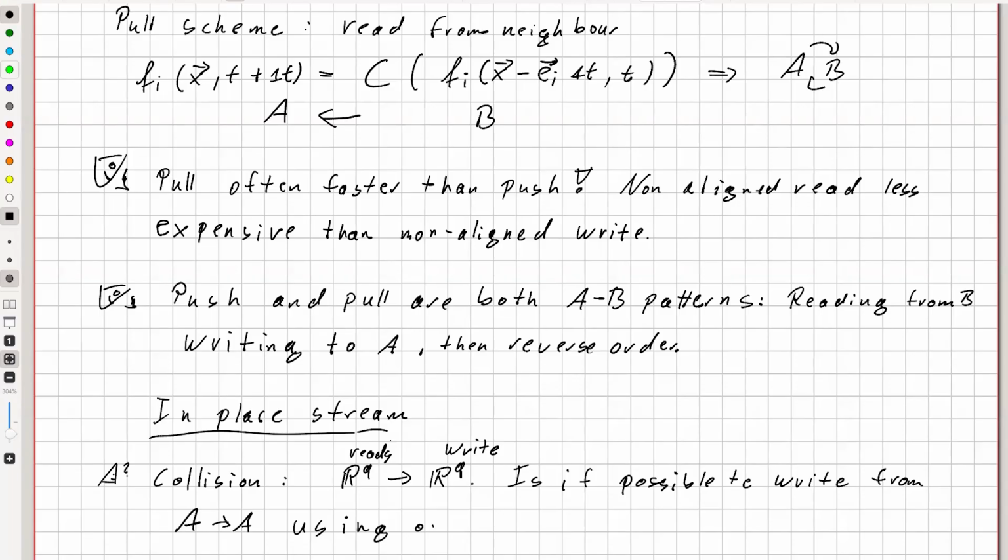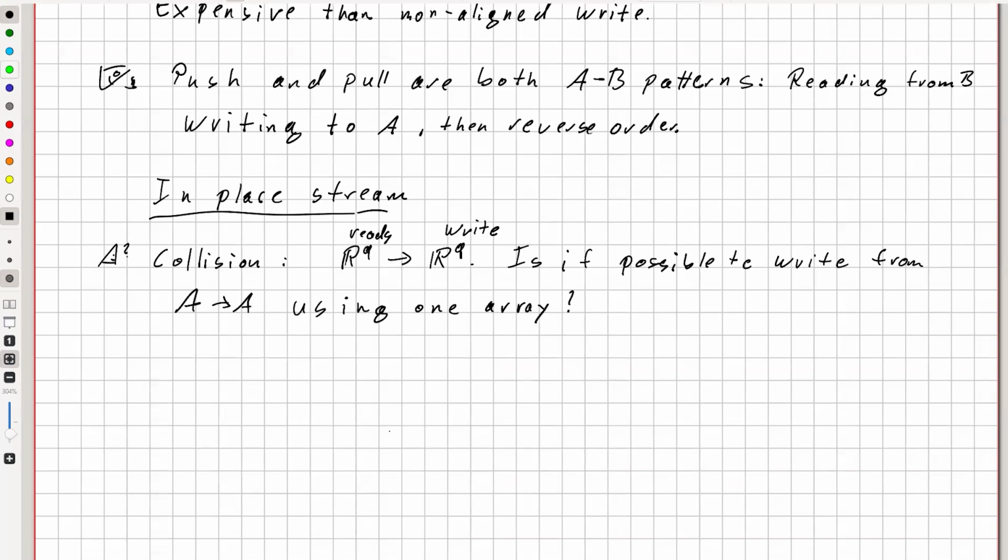Using only one array. So as I said, there are several ways of doing this. They distinguish themselves in a particular way. So I'm not going into the other algorithms. I'm just showing one here.